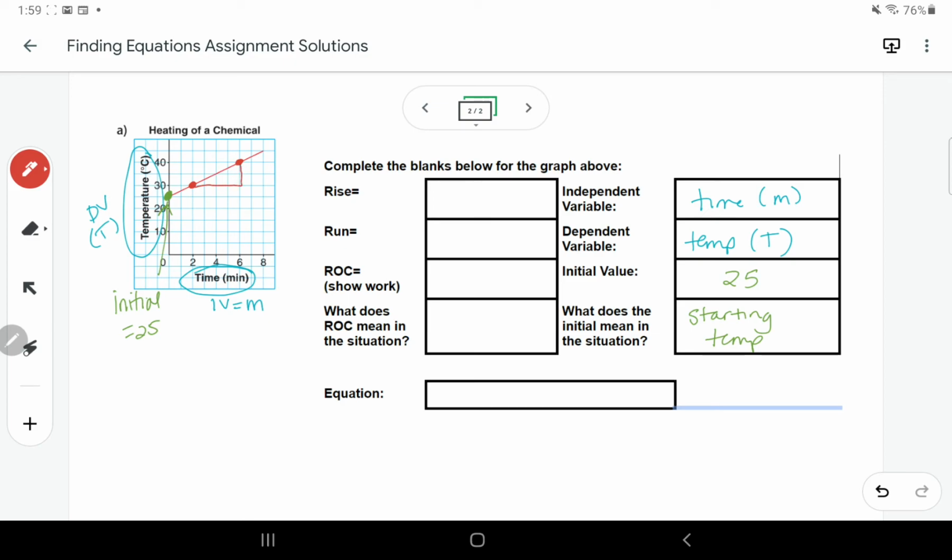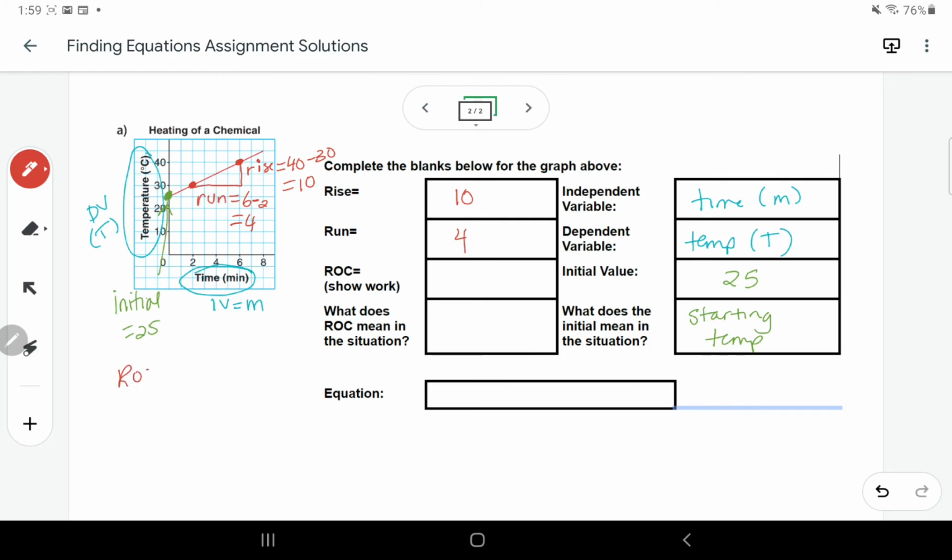And then make my rate triangle and figure out my rise and my run. So the rise here, I'm starting at 30 and going up to 40. So this rise, how far up did it go? 40 minus 30. So it went up by 10 degrees. And then the run, here we want to look at the time left to right. So I started at 2 minutes and it ends at 6 minutes. So I went over by 4 minutes. So the run is 6 minus 2, which is 4.